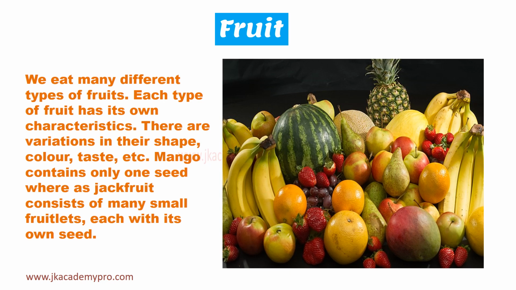Fruits. Now, we eat many different types of fruits, and each fruit has its own characteristics. That is, it has its own features. Their shape, color, taste, size, everything differs. Now, mango contains only one seed, whereas jackfruit consists of small, tiny fruits in it. Those are called fruitlets, and each has its own seed.